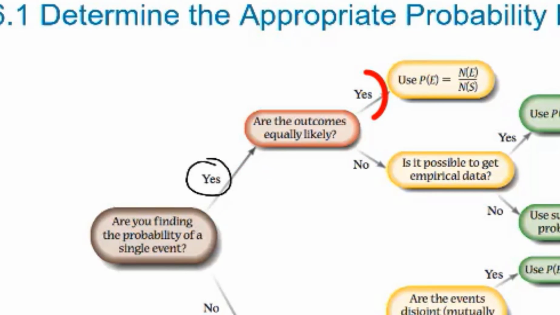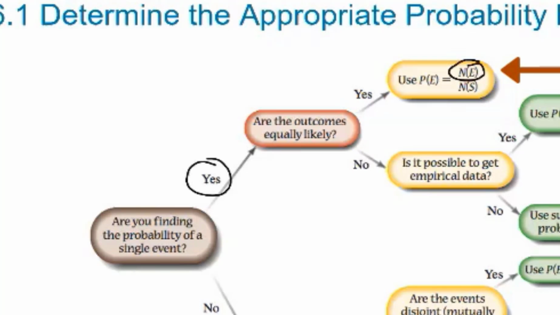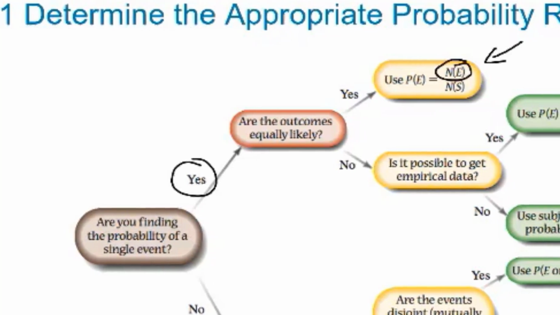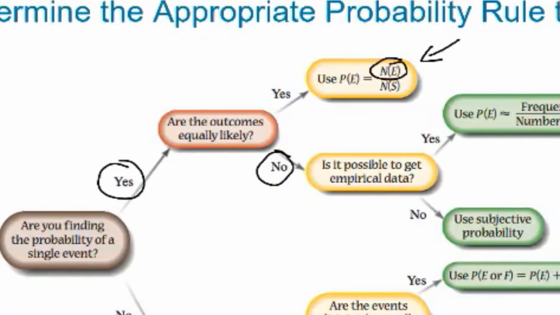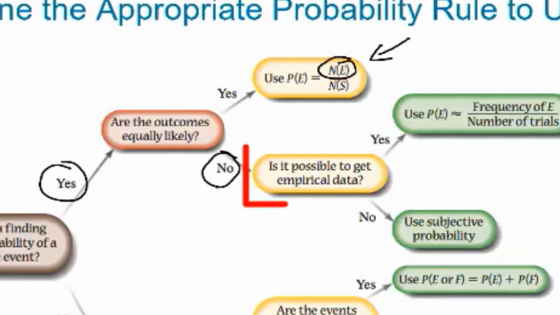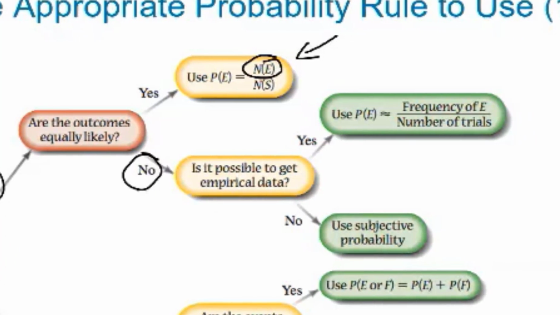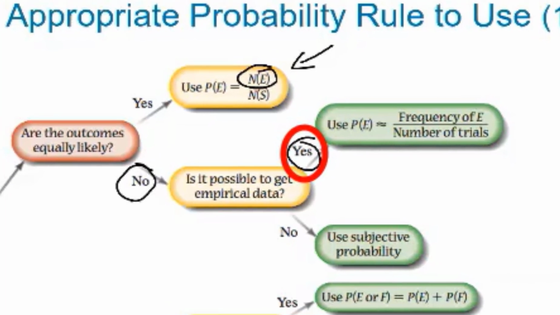If all outcomes are equally likely, you need to count all the outcomes where this event appears and divide by the total sample space, the total possible outcomes. That is the classical or theoretical approach to computing probability. However, if all outcomes are not equally likely, then you need to ask: is it possible to get empirical data? Can we do this experiment? Can we do this procedure? If yes, then you can obtain empirical probability.